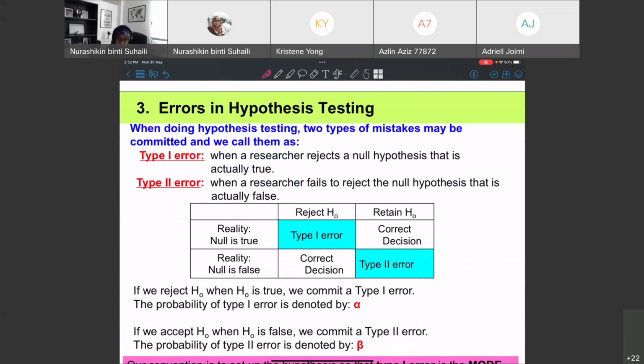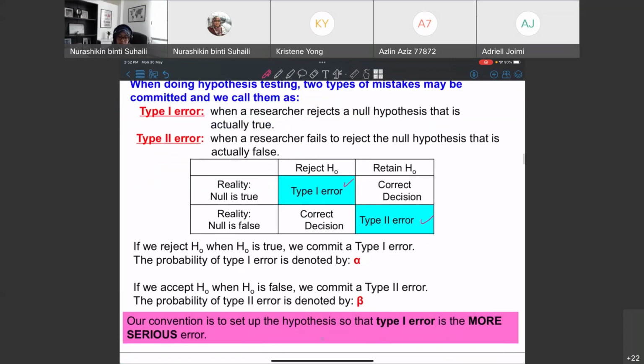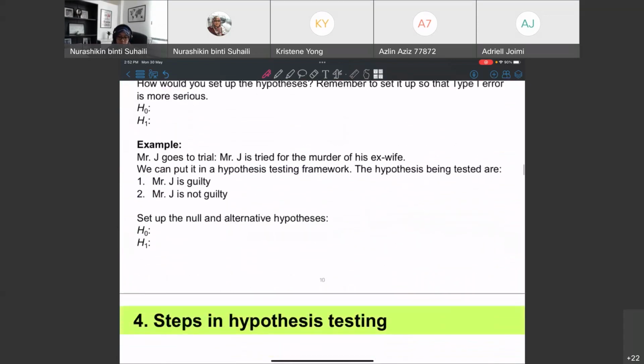So sometimes we make errors. There are two types of errors defined here. For example, if in reality the null hypothesis is true, but we reject the null, or we make mistakes, that kind of error is called type 1 error. And the other one is type 2 error, when in reality the null is false, but you accept it. Things like that. This is just some concepts that you have to accept.